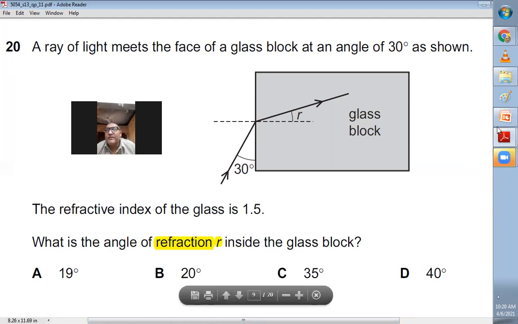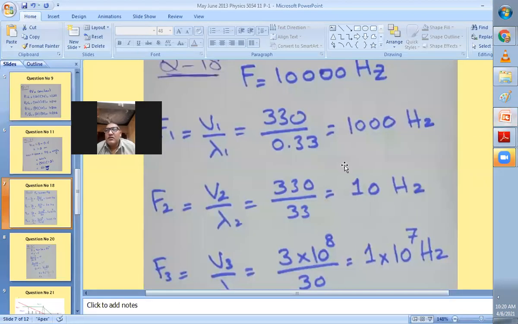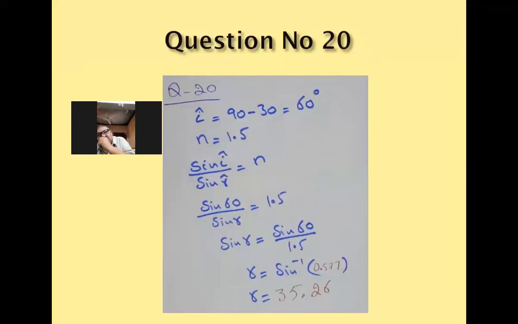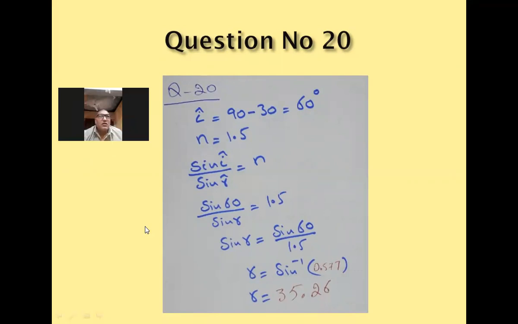I've done this on a paper. Let me show you my work. The angle of incidence will be 90 minus 30, that will be 60, and the n value is 1.5.